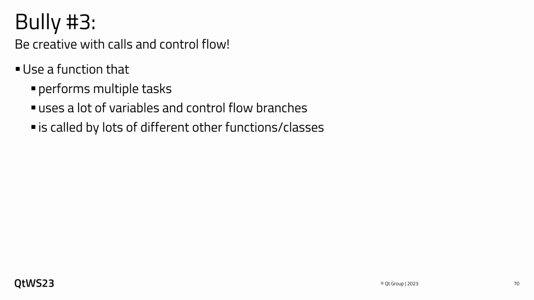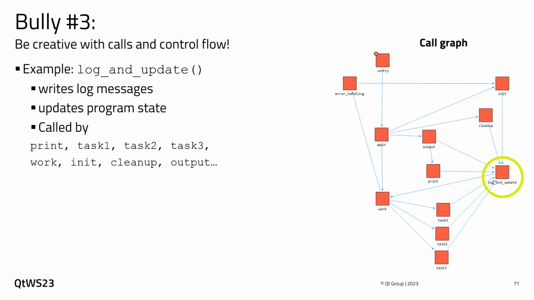Be creative with calls and control flow. It's always good to have a function that has a lot of multiple tasks, that uses a lot of variables and control flow branches, and is called by lots of different other functions and classes. In German, we say eierlegende Wollmilchsau. You have one function that does almost everything in there, and you just add functionality to that. So why is this also bad for the static analysis tool?